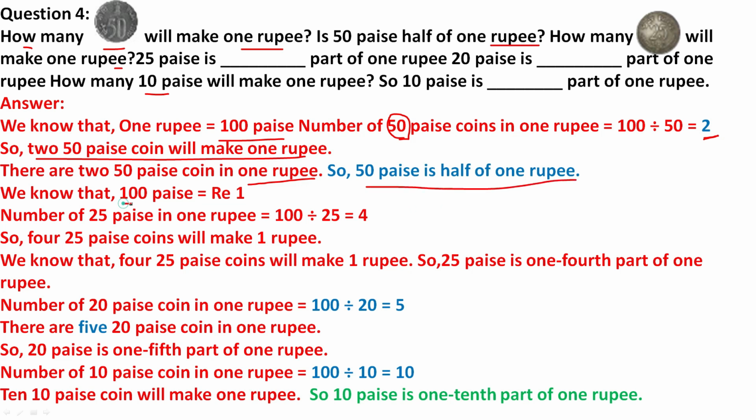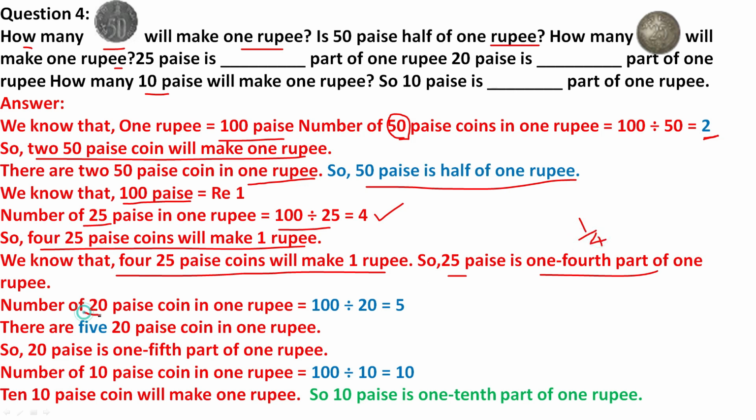We know that 100 paise is equal to 1 rupee. How many 25 paise are in 1 rupee? 100 by 25 is equal to 4, so 4 25 paise coins will make 1 rupee. So 25 paise is 1/4, 1 by 4 of 1 rupee.